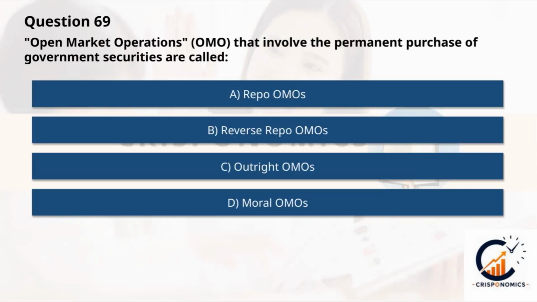Open market operations, or OMOs, come in different types depending on their purpose. When the central bank permanently buys government securities, these are called outright OMOs. Other types include repo OMOs, reverse repo OMOs, and moral OMOs, each serving a specific role in managing liquidity and interest rates. Today, we're focusing on outright OMOs, the permanent purchases that directly impact the money supply. Understanding these distinctions helps us see how central banks steer the economy.